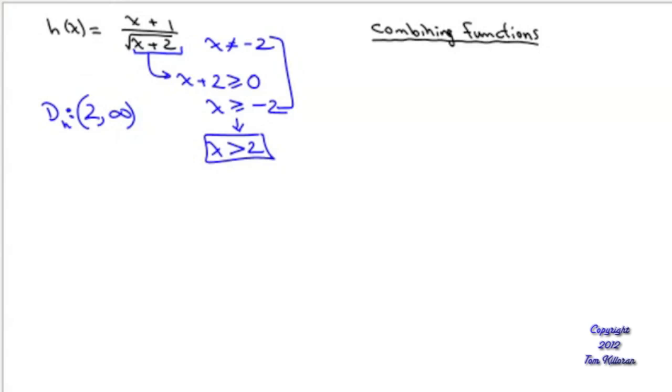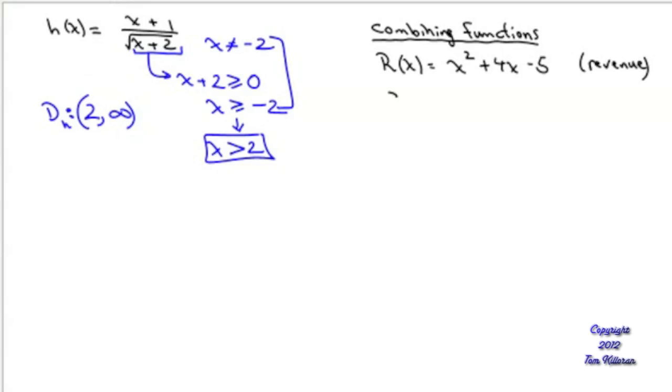Combining functions. Let's say we have a revenue function, and our revenue function looks something like x squared plus 4x minus 5. Y'all know what revenue is? It's the money you get, how much money comes in. That's not talking about how much money goes out.